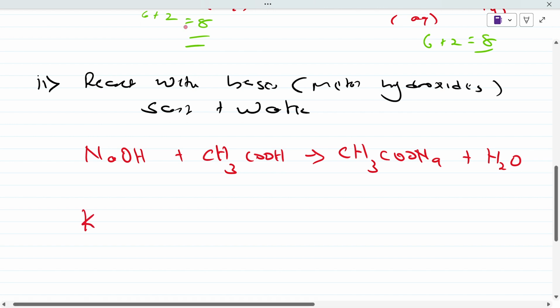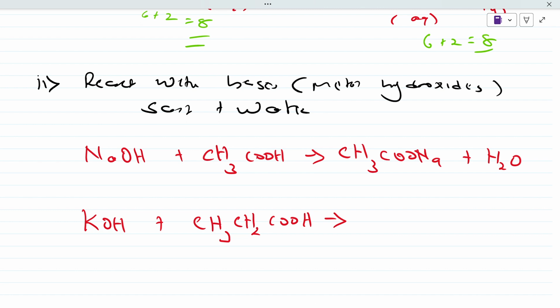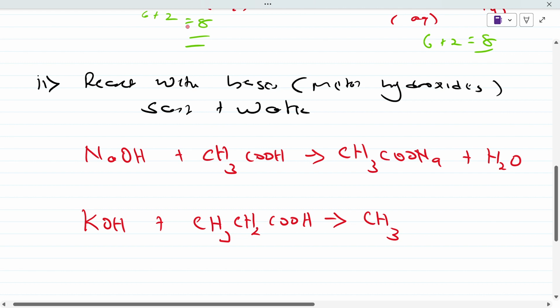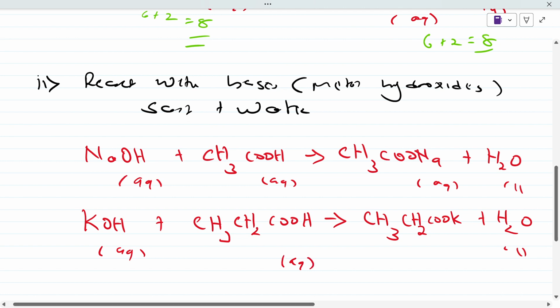Now I can bring in potassium. Is another example. Potassium hydroxide, KOH, plus propanoic acid, CH3CH2COOH. When that happens, I'm going to have CH3CH2COOK plus water. This is liquid, this is aqueous, this is aqueous.